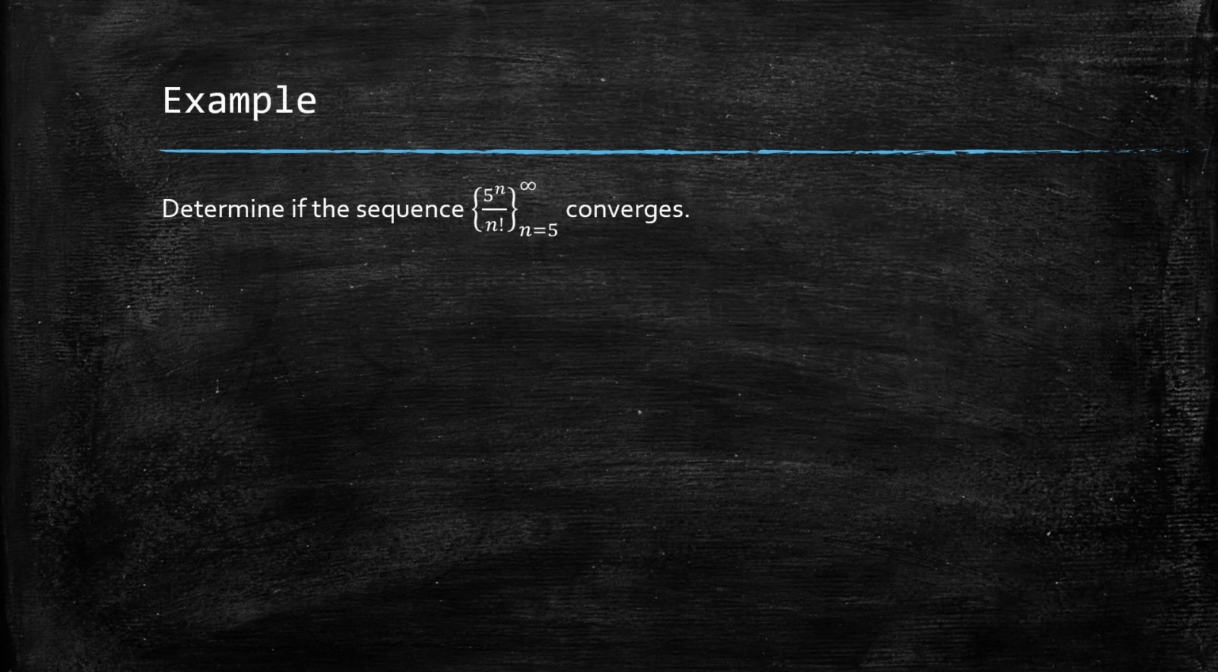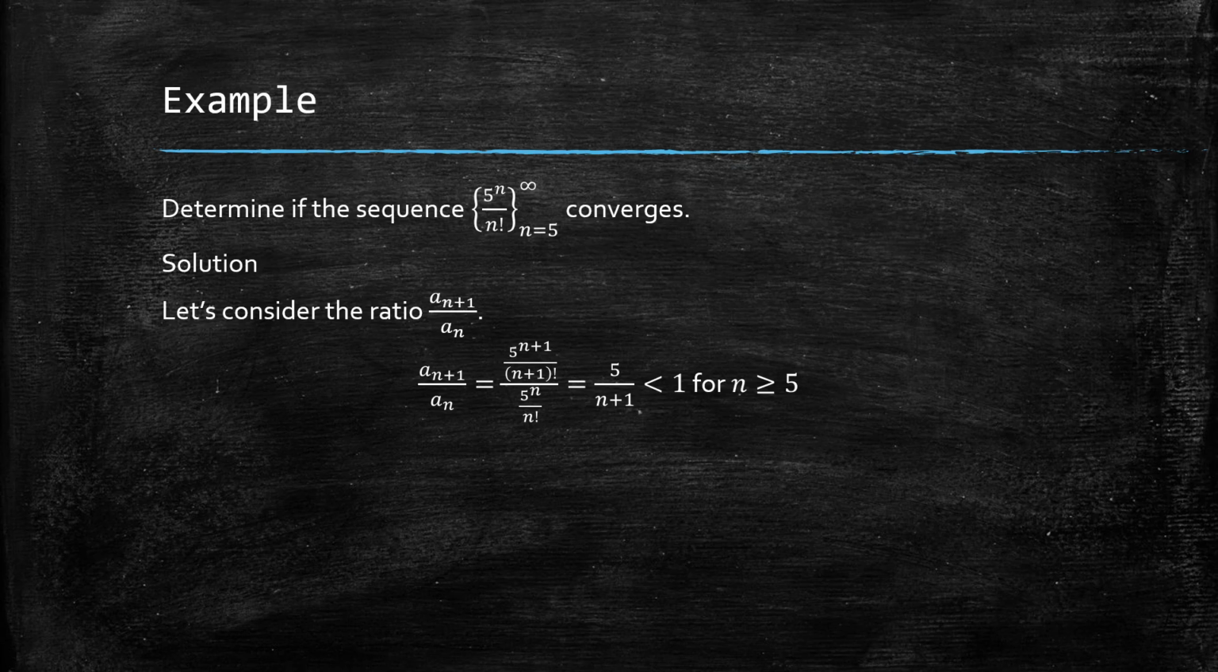Let's look at an example. Determine if the sequence 5^n divided by n factorial, from n going from 5 to infinity, converges. So we need two things: we need to show that it's bounded and that it's monotone, and then it will be a convergent sequence.